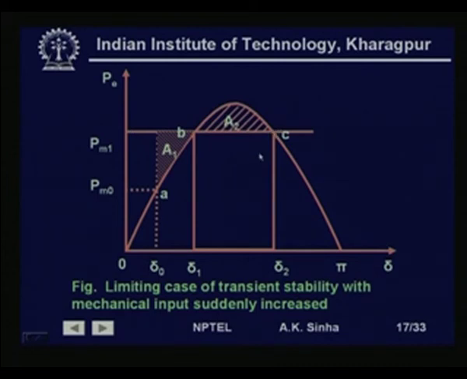So, with this we will be stopping today, and in the next lesson we will continue and see how we can apply this equal area criterion for other kinds of disturbances, and we will take up some example to see how we apply this criterion for the single machine infinite bus system.